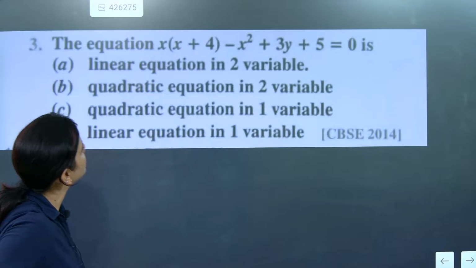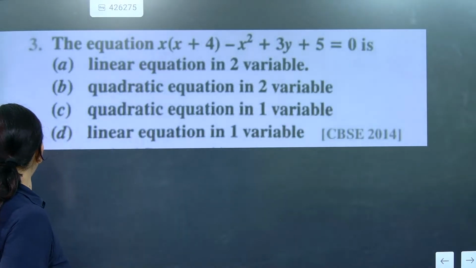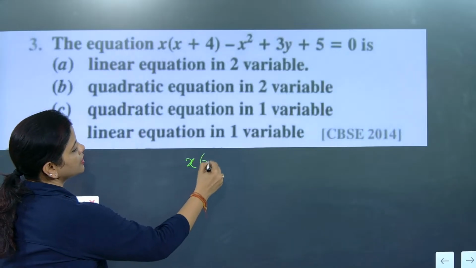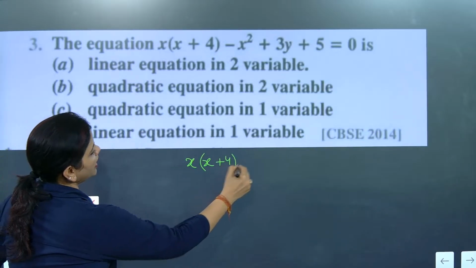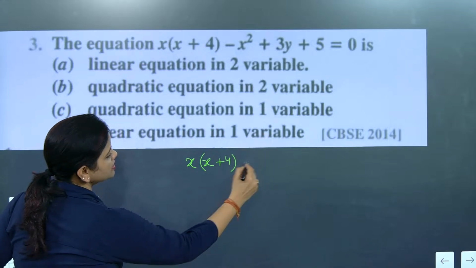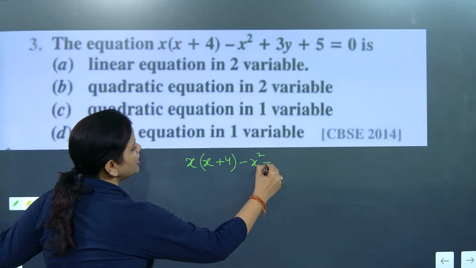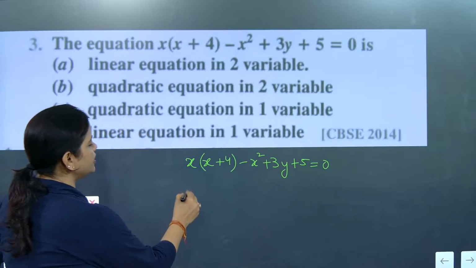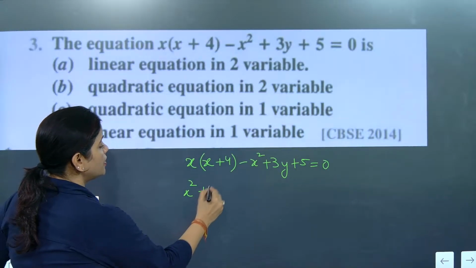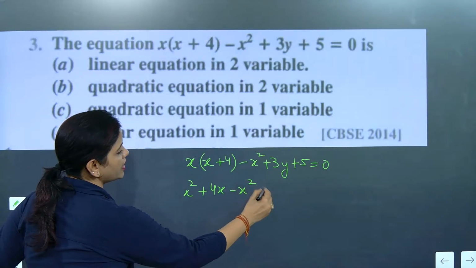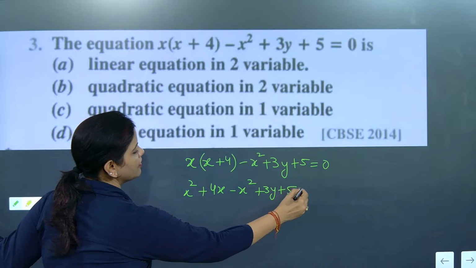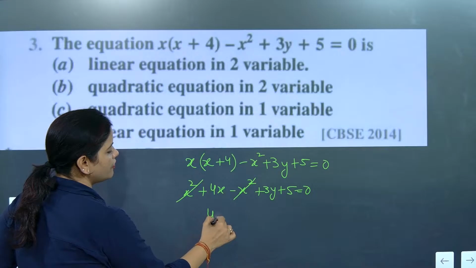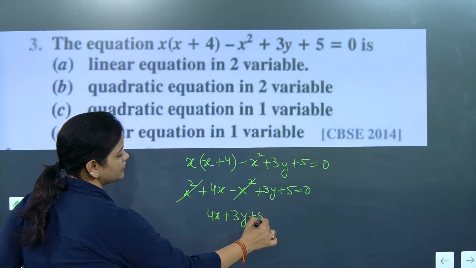The equation is what? First we will solve and try to know what this equation is about. Our equation is x plus 4, minus x square plus 3y plus 5 equal to 0. Now come on, we will solve. x into x will become x square plus 4x minus x square plus 3y plus 5 equal to 0. Plus x square and minus x square will get cancelled. So it is coming 4x plus 3y plus 5 equal to 0.